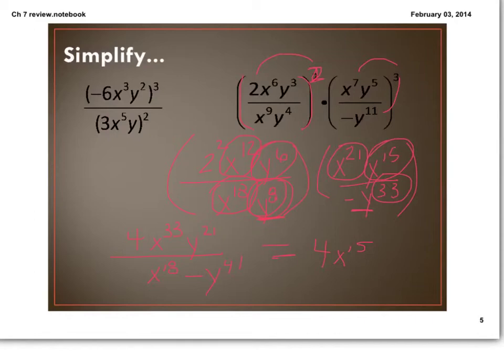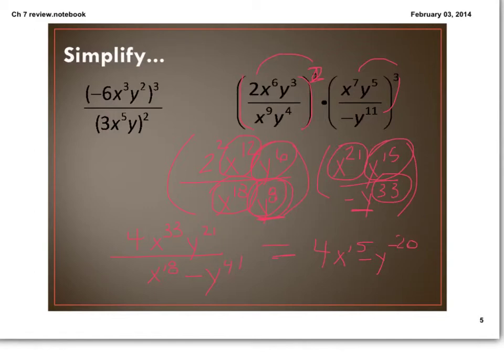And then the last one we have would be y to the 21st divided by negative y to the 41st power. I would subtract 21 minus 41 and get negative 20. Again, a positive divided by a negative is going to be a negative. So negative y to the negative 20th power.